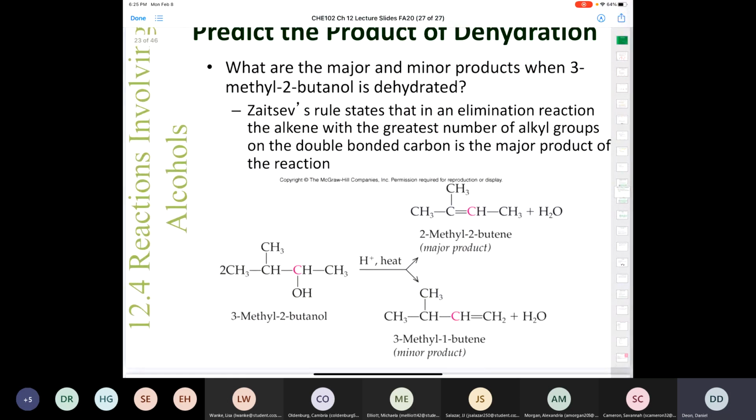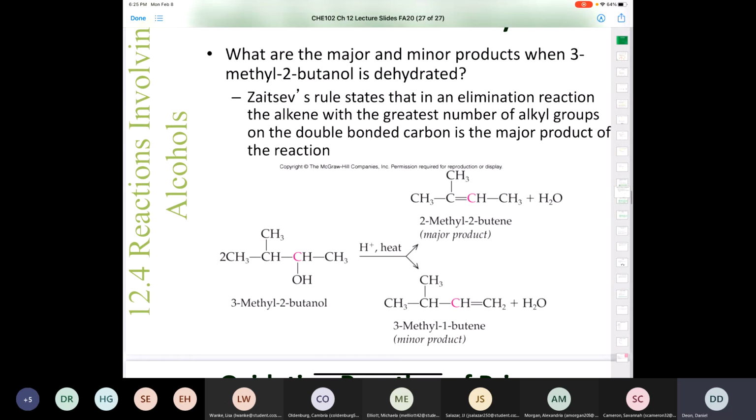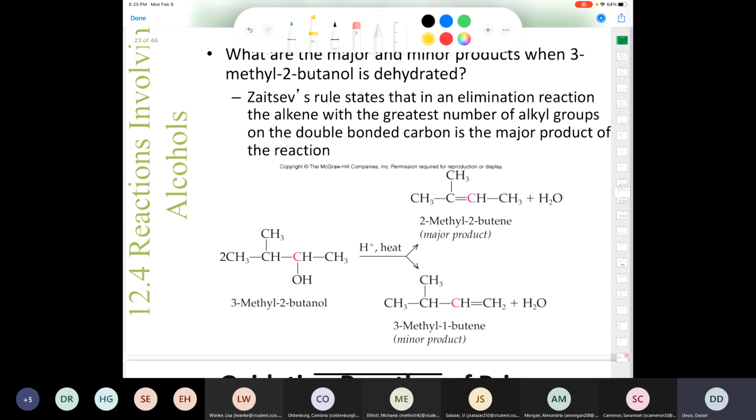Let's take a look at this example here, and then we'll call it a night because we have to go over to the lab. Here's an alcohol. This is 3-methyl-2-butanol. Didn't we name that earlier tonight? We did. Anyhow, here's my carbonyl carbon. I'm forming water no matter what. I'm forming an alkene plus water. What's water made of? It's made of a hydrogen and a hydroxyl.